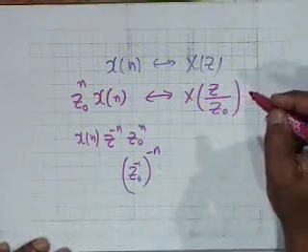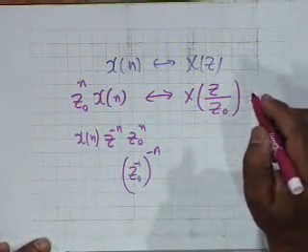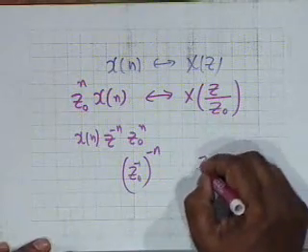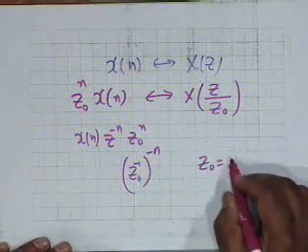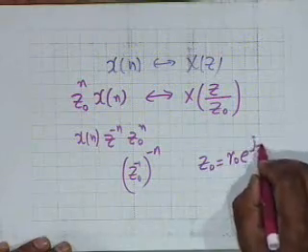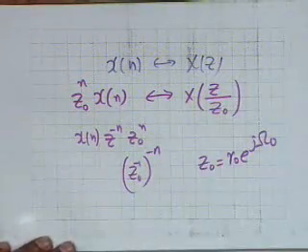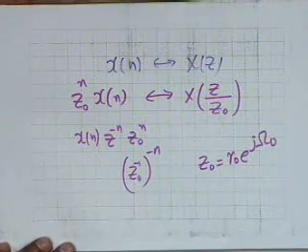Now, z0 is in general a complex quantity. It is not necessarily an exponential. z0 could be of the form r0 e to the power j omega naught, and therefore it is not simple rotation. The ROC now is changed.